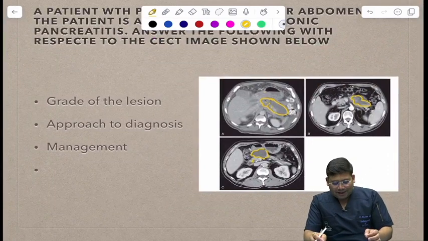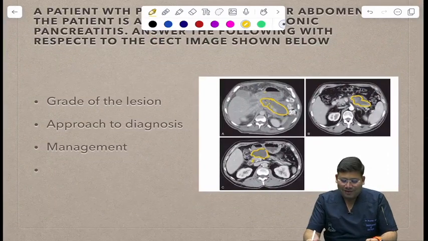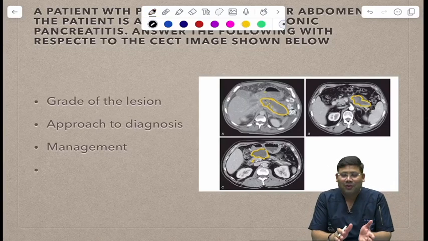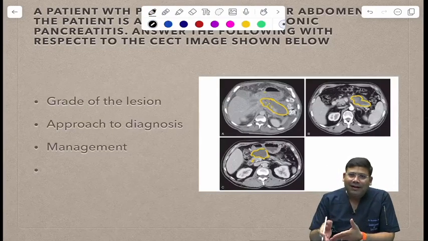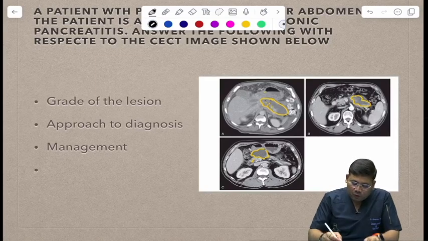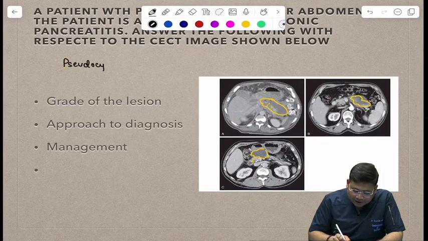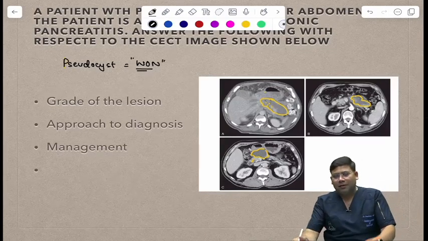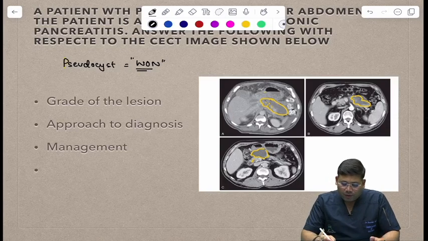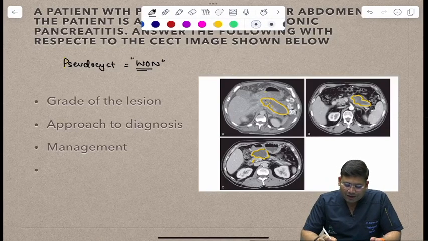So the first thing is, what is the grade of this lesion? Now you will say, sir, does it even have a grading? First of all, identify what you are seeing. So are you seeing a pseudocyst? No, exactly not a pseudocyst. You are seeing a walled-off necrosis, because of some necrotic component also present here. But anyways, let us see.